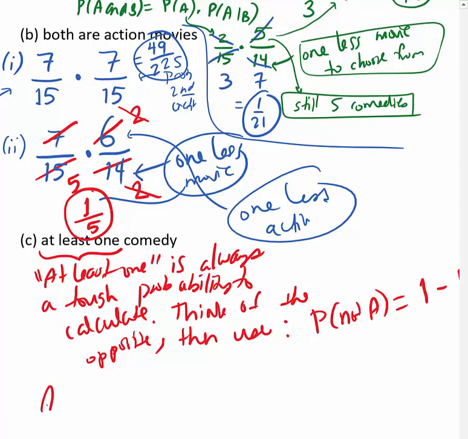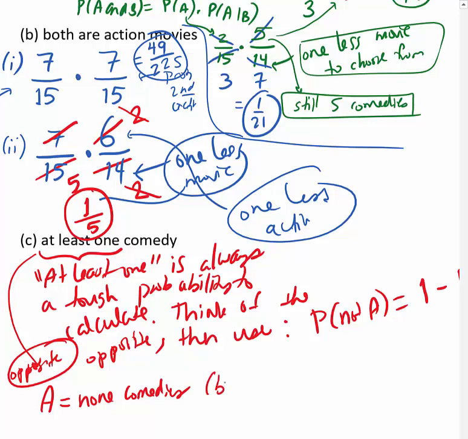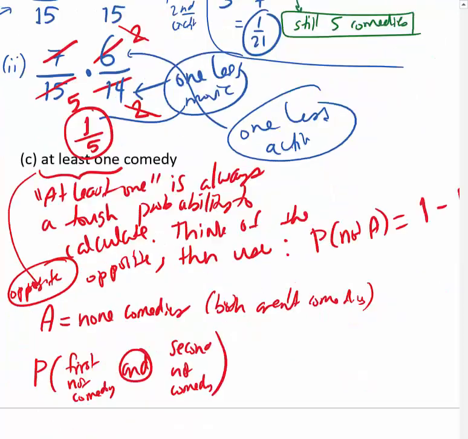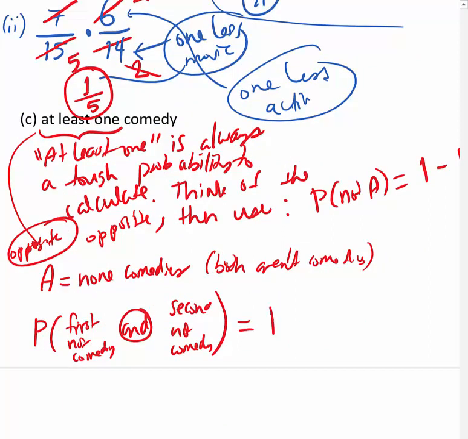So let's say A is, okay, what's the opposite of that? Opposite of at least one comedy. So let's say that's not true. I don't have at least one comedy. That would mean none are comedies. Or no, I guess I should say both aren't comedies. Or in other words, you want to calculate the probability of the first not being a comedy and the second not being a comedy.